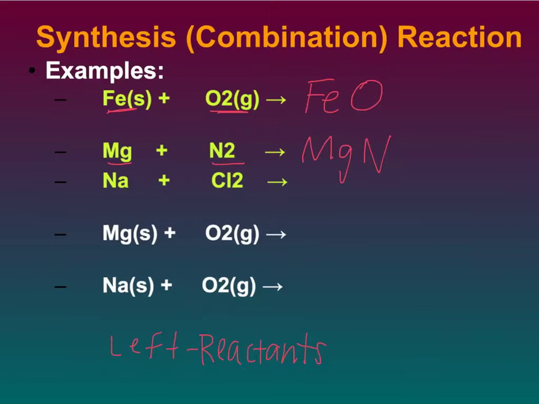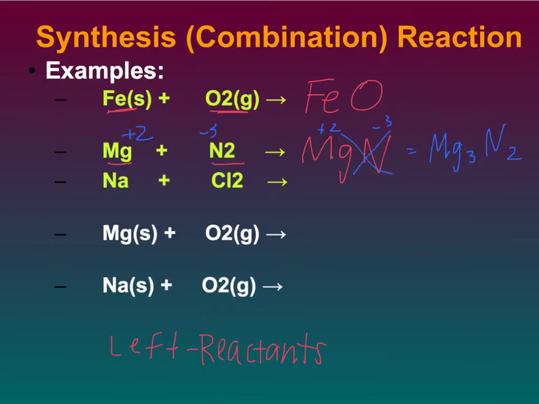And so what we have to do now whenever we form a new compound is we need to look at our charges. So magnesium, if you look at your periodic table, has a charge of +2. It is always +2. Nitrogen has a charge of -3. Well, if you remember the crisscross method that we did, this is +2, this is -3, you crisscross, we end up getting Mg3N2.